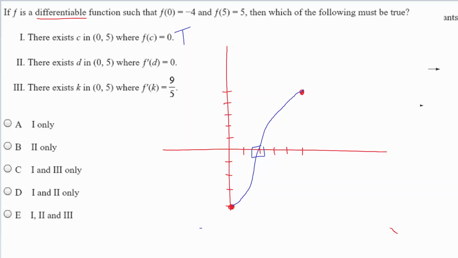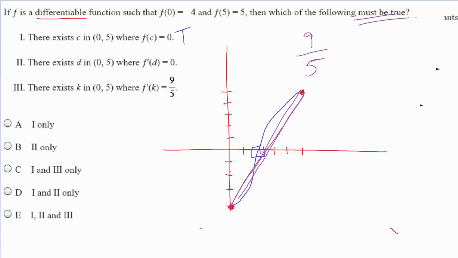And then there exists a k where f prime of k is 9/5. What do they mean there? The slope somewhere has to be 9/5. What is the slope from here to here if we just did a straight line? It is up 9. If I count 1, 2, 3, 4, 5, 6, 7, and over 5. So the average slope is 9/5. Must there be a slope that equals that? And the answer is yes.